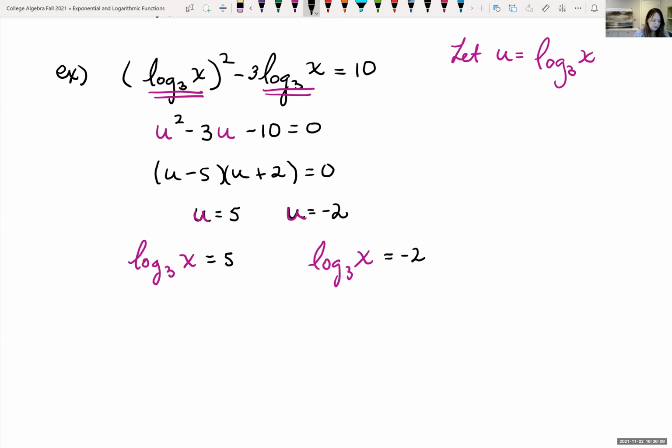So let's solve each one of those logs separately. Let's rewrite it in exponential form. So this is saying 3 raised to the 5th power is x. So 3 times 3 is 9, times 3 is 27. 27 times 3 is 81, and 81 times 3 is 243.